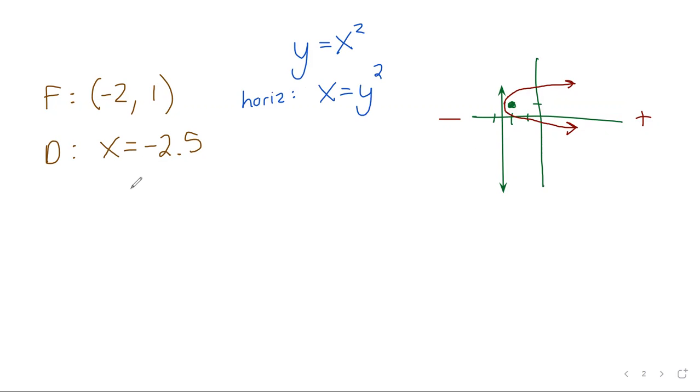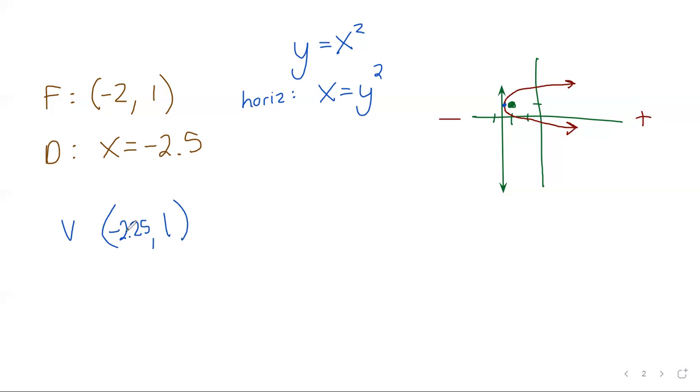We can tell what the vertex is. So the vertex is going to be right there. The y coordinate is 1. It's going to be the same as the focus right across from it. And the x coordinate is going to be right in between the focus and the directrix. So that would be minus 2.25, just halfway between this focus at x equals -2 and this directrix at x equals -2.5. Right in between them is -2.25.